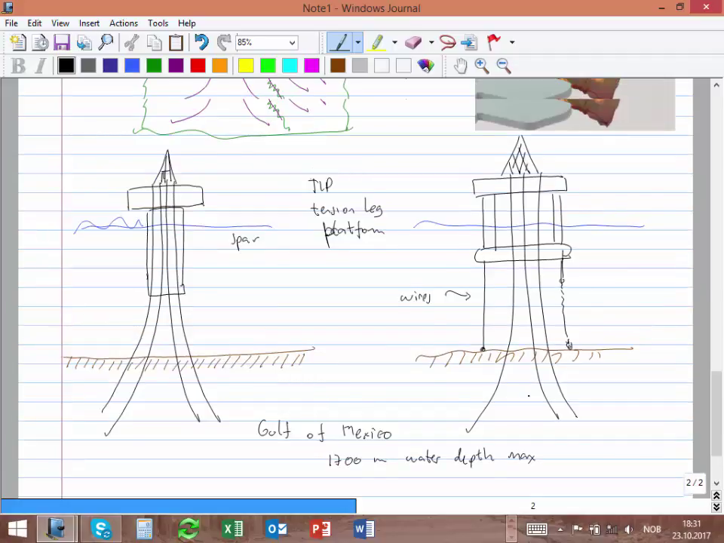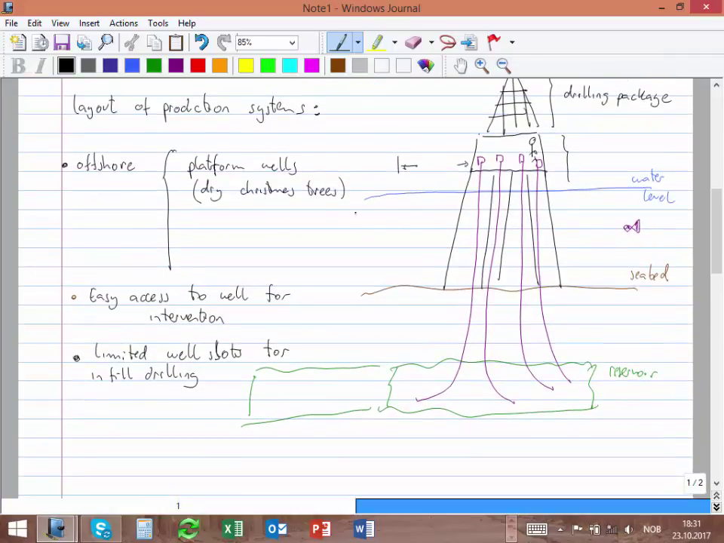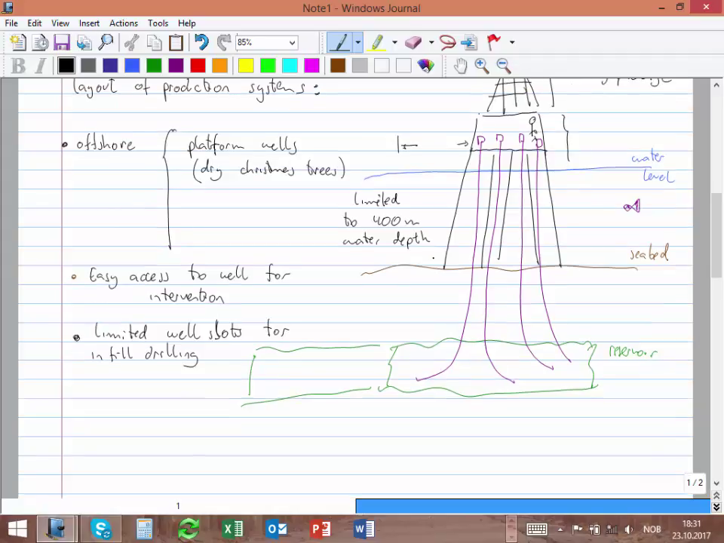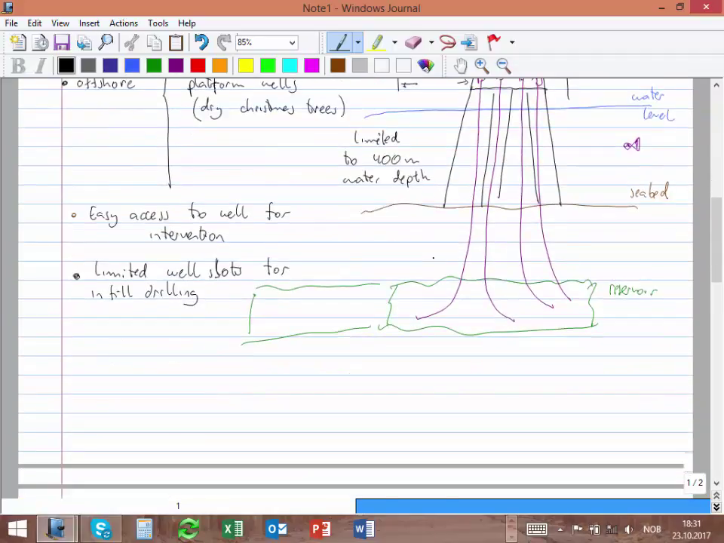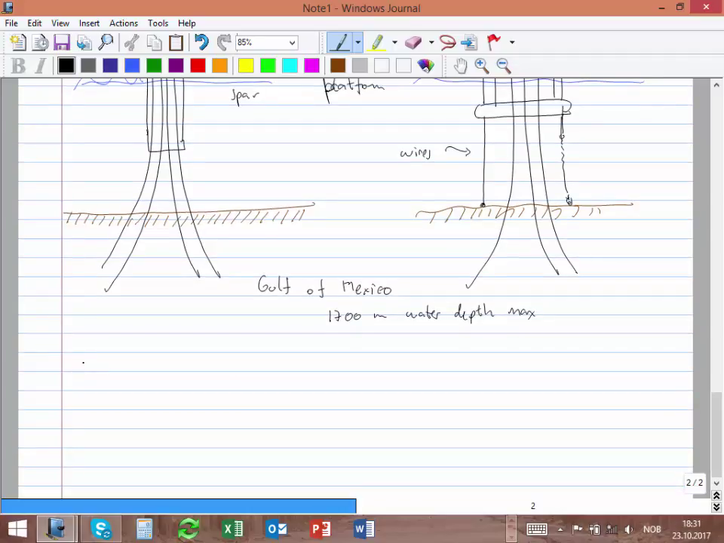But so you have that option, and the fixed platforms are usually limited to a 400 meter water depth. Okay. So you have an idea what kind of systems these guys are going to use when they start developing these offshore fields in Mozambique. Yes, that's all I wanted to say for platforms, and now we go to subsea.